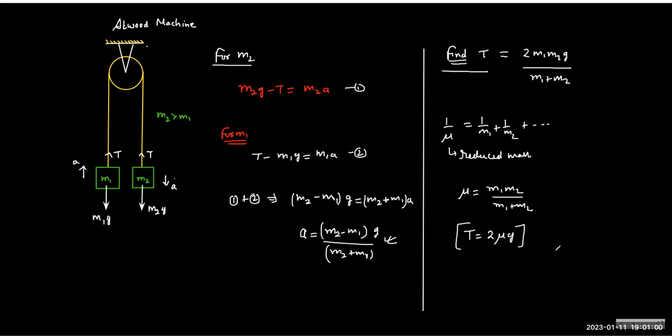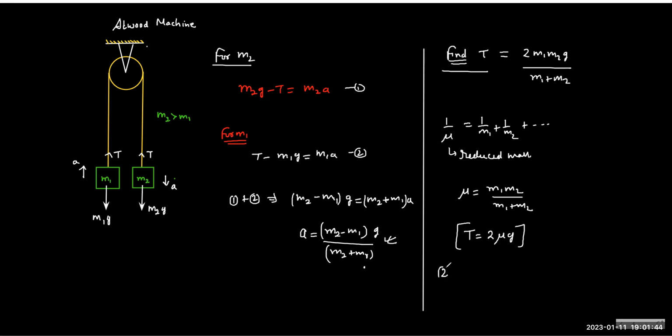Is this clear, guys? The tension is 2 m1 m2 g by m1 plus m2. Have you all got the same answer? Yes. I'm getting the answer as m2 g minus m2 into (m2 minus m1) g by (m2 plus m1), so that is wrong, no? You got the access in this much, and you know how to substitute the answer. Yes, sir. How?